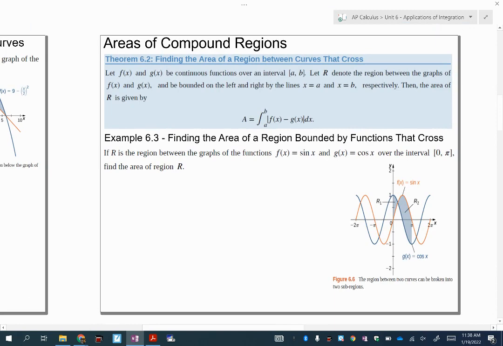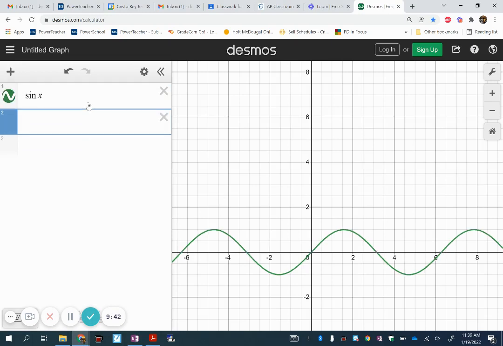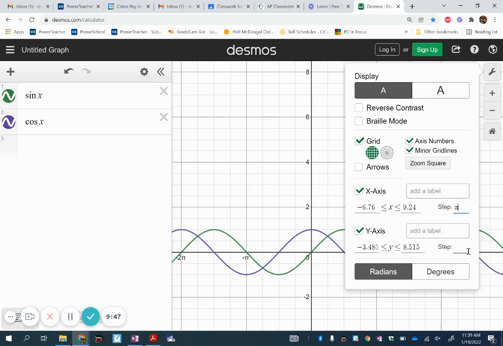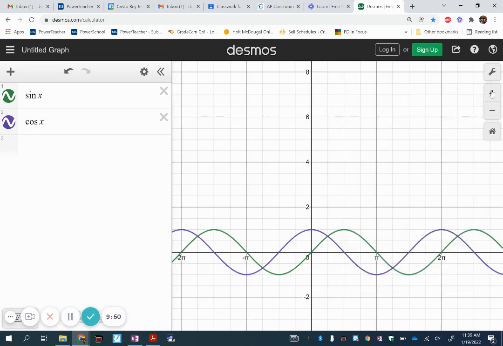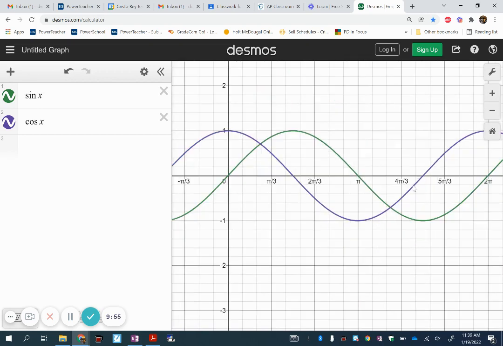And you can see at the beginning, we have cosine of x above sine of x, and after that, we have sine of x above cosine of x. Let me show you in Desmos real quick. I'll graph sine of x and cosine of x from 0 to pi. Okay, let's change this to be steps of pi over 6. Let's zoom in for 0 to pi. Too far? Yeah, just barely. Zoom back out. Okay, so here's 0. Here's pi.